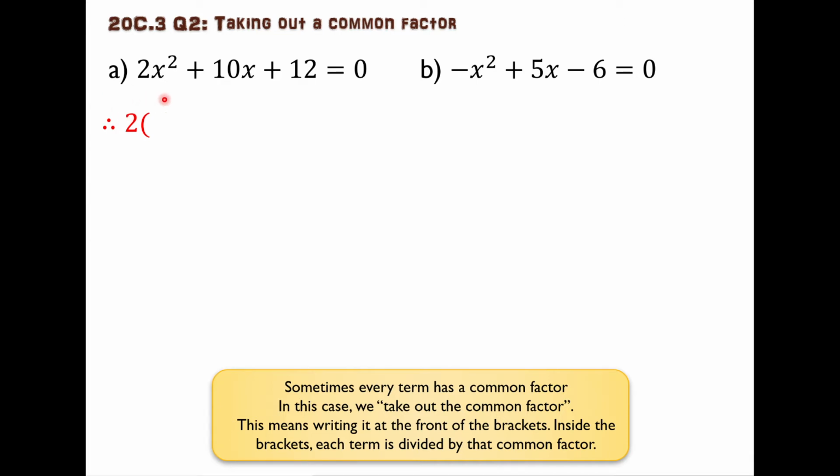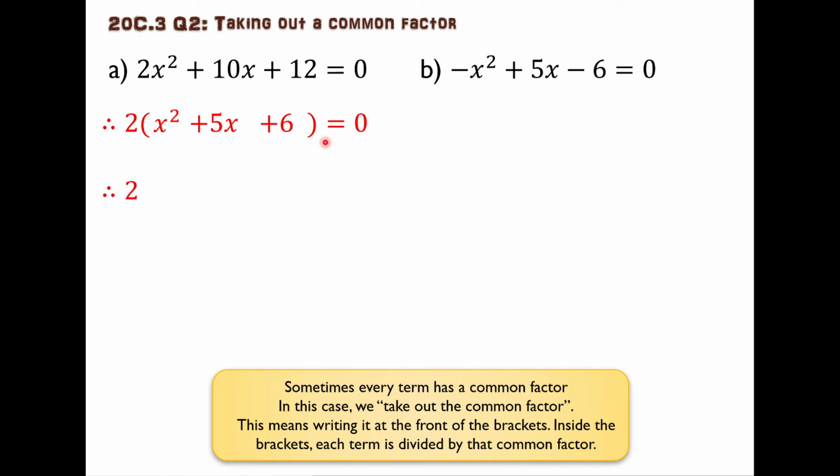That's nice. So it'll be 2 bracket, and then I'll divide each of these terms by 2. 2x squared divided by 2 is x squared. And sure enough, 2 times x squared gives me 2x squared. Good. This one here, 2 times something gives me 10x. 2 times 5x. And finally, 2 times something gives me 12. 2 times positive 6. So this equals 0.